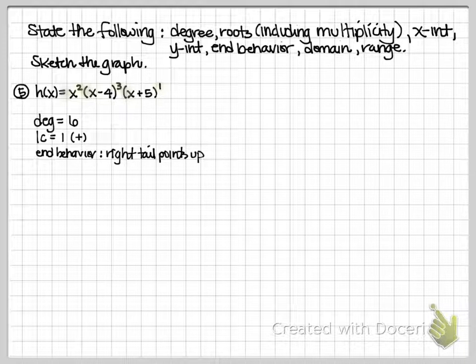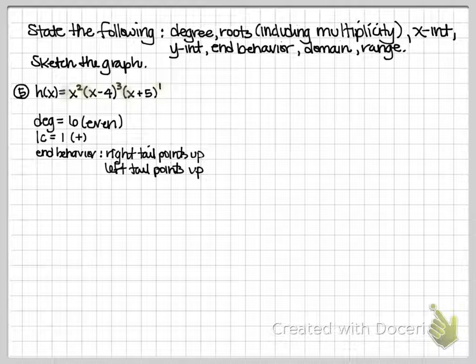And then since the degree is 6, which is an even number, that's also going to tell me what the left tail does. So I'm going to say that the left tail points, well, if it's an even degree, they both point in the exact same direction.